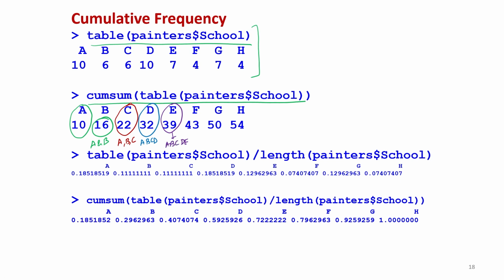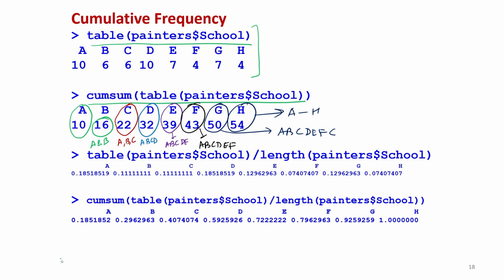And similarly, there are 43 painters whose schools are A, B, C, D, E, F. And similarly, there are 50 painters whose schools are A, B, C, D, E, F and G. And there are 54 painters whose schools are A to H, right. So, this is the type of information which you get from the cumulative frequency.